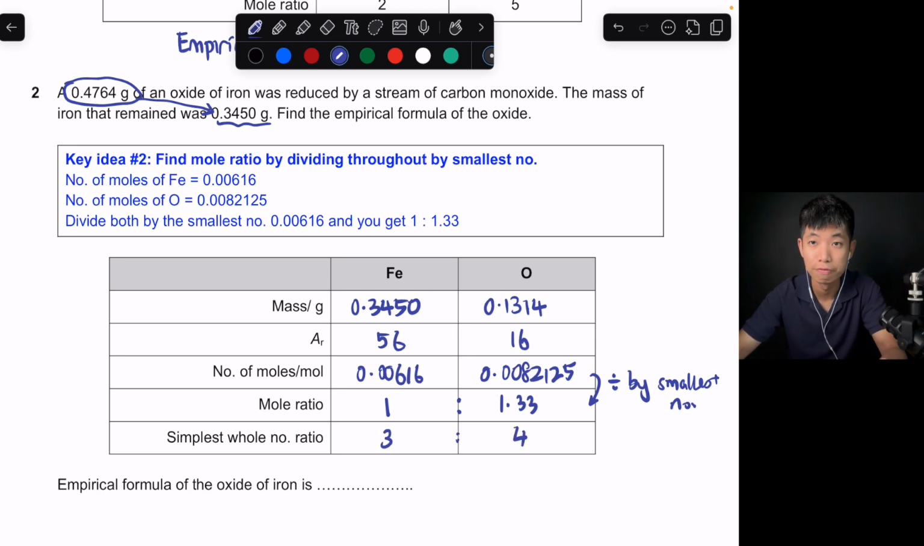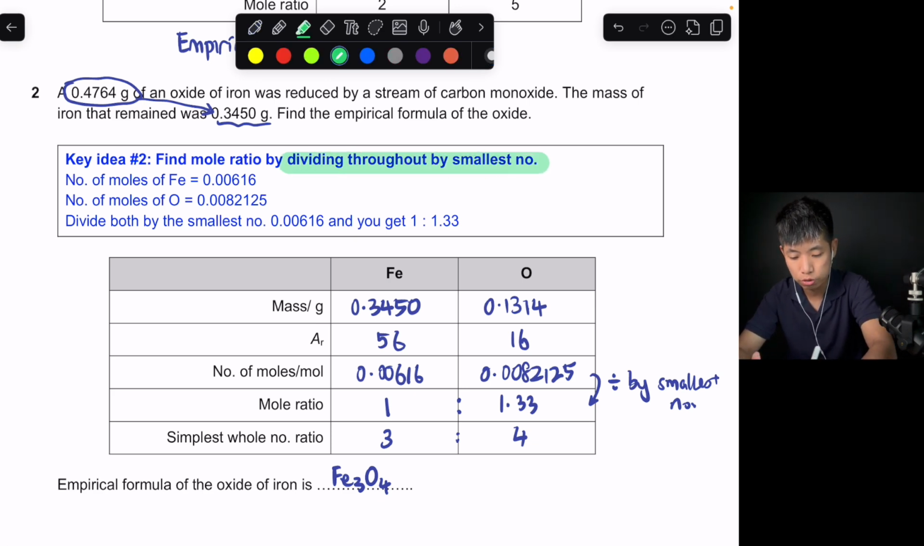Okay, 1.33 being 4/3. So the empirical formula of the oxide will be Fe3O4. Okay, so that's the key takeaway from this question: if the ratios are not exact, you can find the mole ratio by dividing throughout by the smallest number.